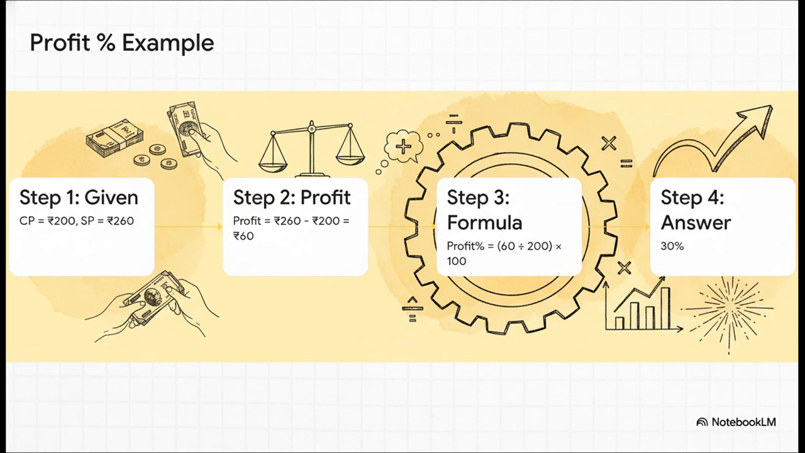Okay, let's walk through one. Imagine you bought something for 200 rupees and you sold it for 260. Step 1. Find the actual profit. That's 260 minus 200, which is 60 rupees. Easy. Now we just plug it into the formula. We take that 60 rupee profit, divide it by the 200 rupee cost price, and multiply by 100. And there you have it, a 30% profit.